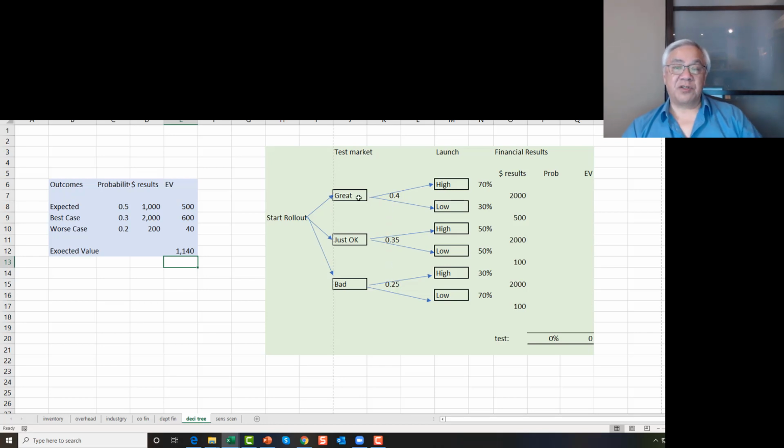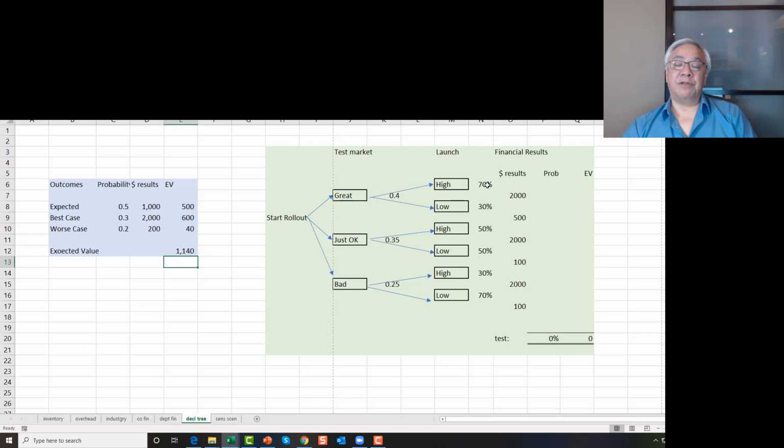Okay, fine. If it goes great, and now you've got the test market results and now you launch, what are the likely outcomes there? Well, it could go well, and it's pretty certain because the test went well, our planning was fantastic. So there's about a 70% chance in this group that it'll be really good. Yeah, we never know, so 30% won't be so good. And we do the same for the just okay branch and the bad branch. And we get these endpoints: great test, high launch; great test, low launch. So each of these numbers comprises a certain scenario.